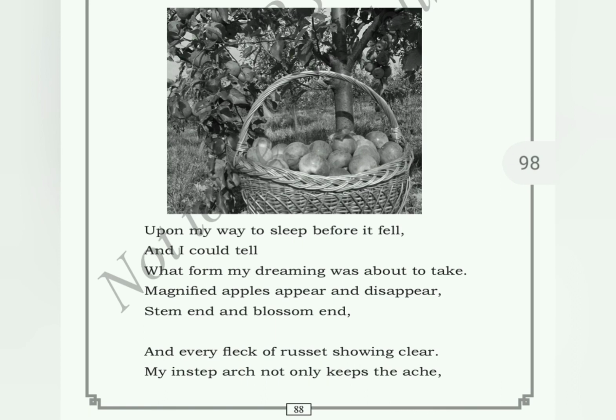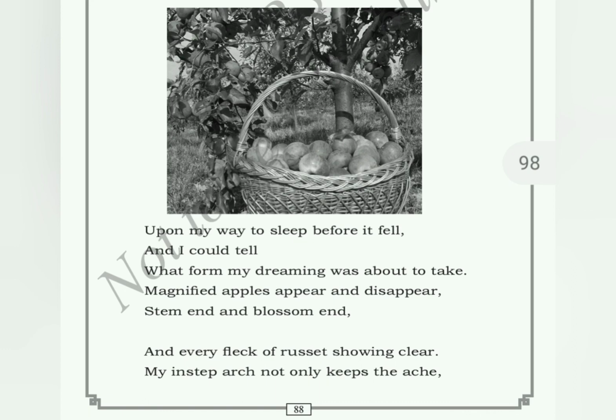Fourth line, children. "Magnified apples appear and disappear." Listen to the pronunciation properly. Magnified. Apples appear. So here, the first part of the three words have got a sound, that is a vowel sound. Which figure of speech is this, children? Yes, it is assonance.